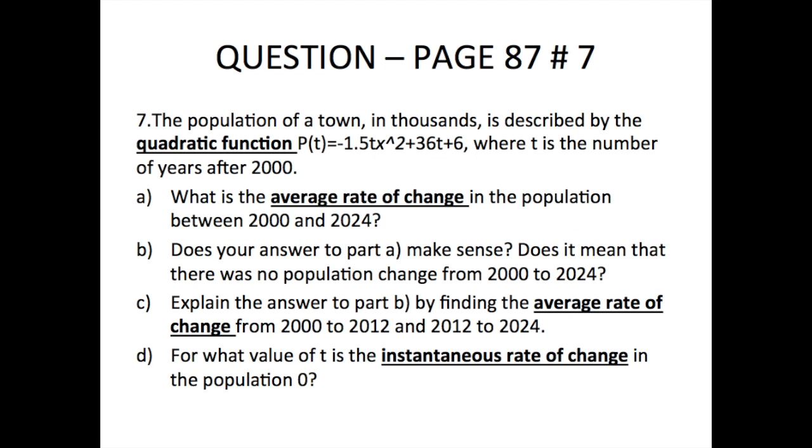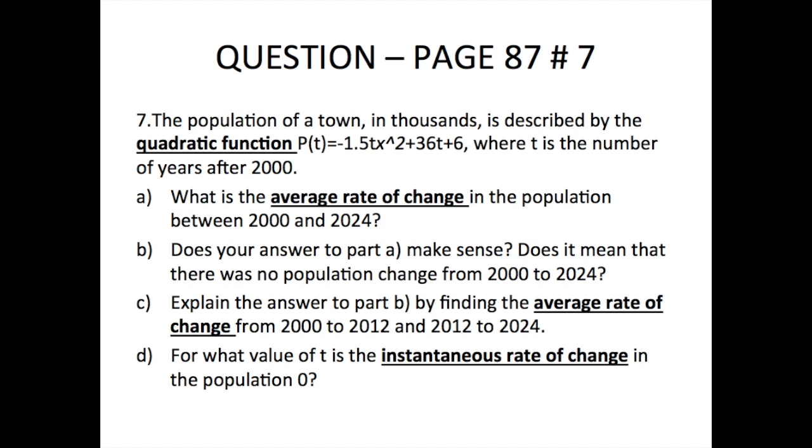Now let's begin. To fully understand the question, you must read it properly. I will read the question out loud and you can follow along. Question 7 on page 87, number 7. The population of a town in thousands is described by the quadratic function P(t) equals negative 1.5t squared plus 36t plus 6, where t is the number of years after 2000.